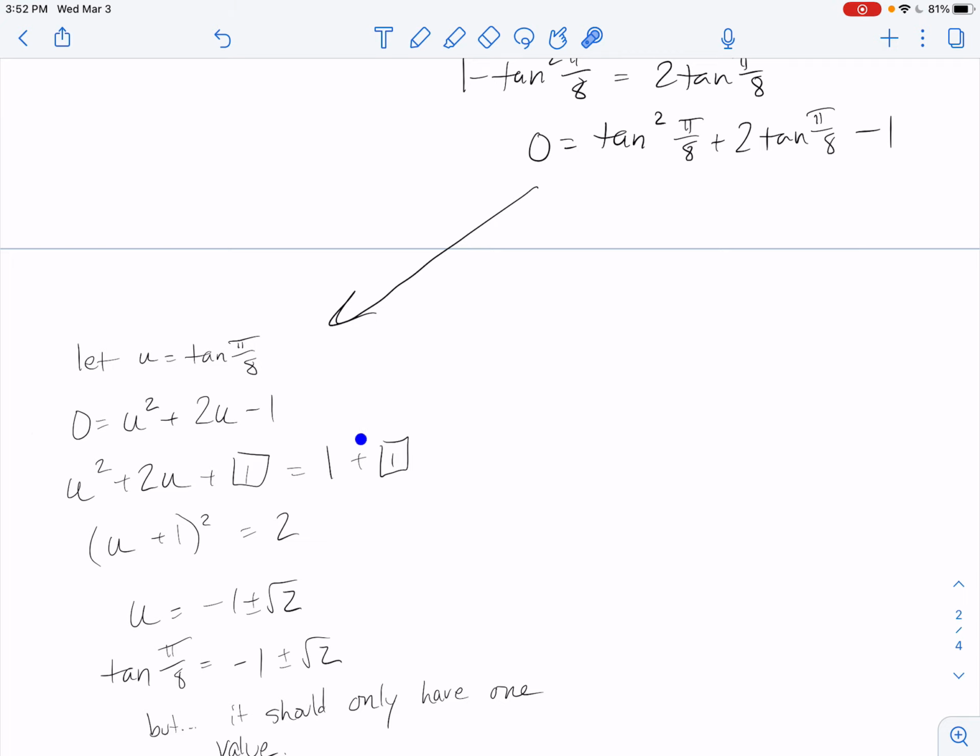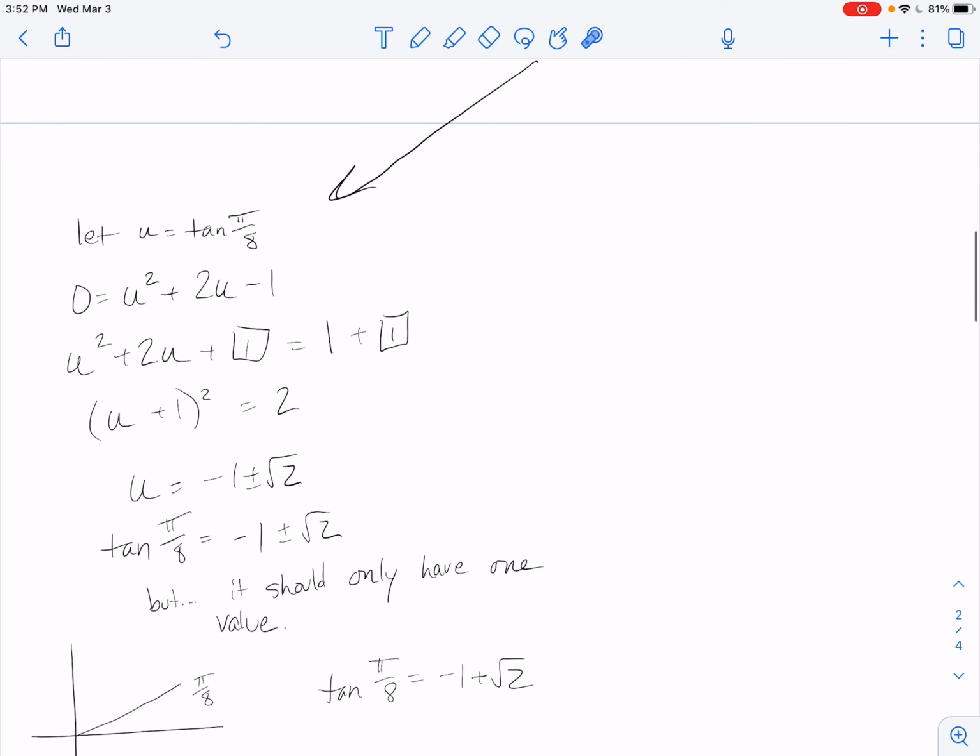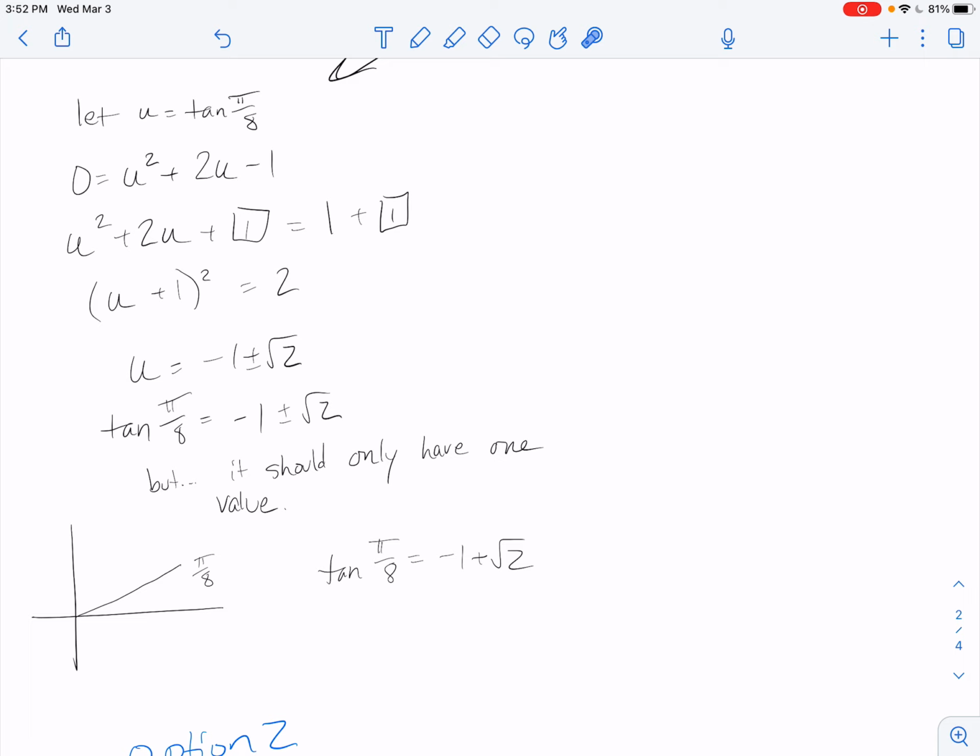This looked like a perfect thing to complete the square on, because I don't like the quadratic formula, and I knew it didn't factor. So completing the square, I get down to this. But what we know is that tangent of pi over 8 won't have multiple answers. It will have one answer. That line has one particular slope.